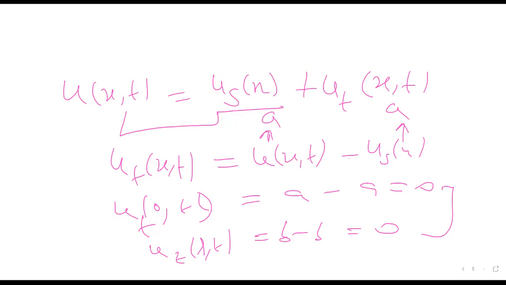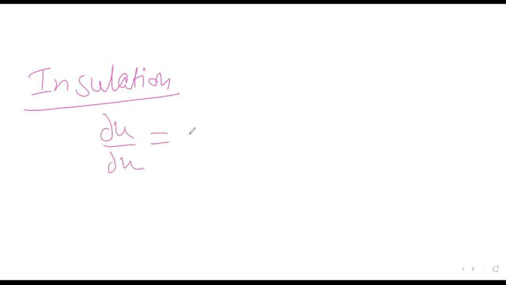Okay, let me tell you the next concept and then we will do the question together. The last thing is about insulation. What does insulation mean? Any one end can be insulated, or both ends can be insulated, for the bar or the rod or the material. When insulation is done, then del u by del x becomes 0.